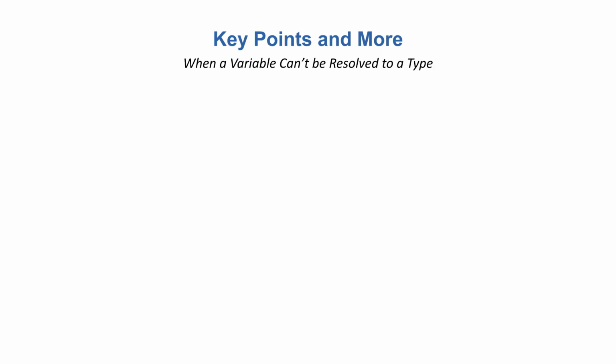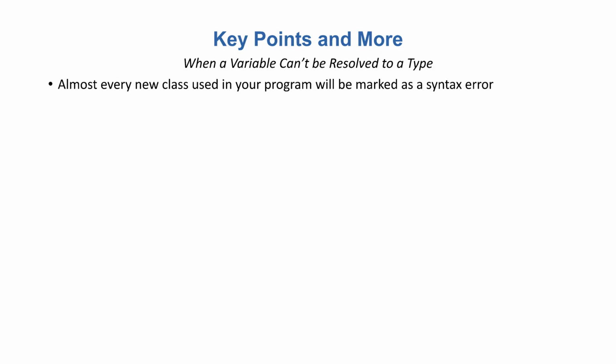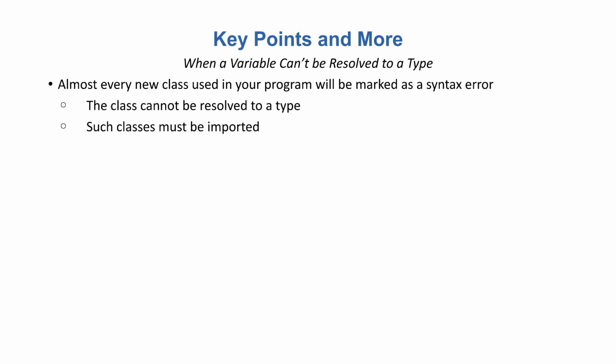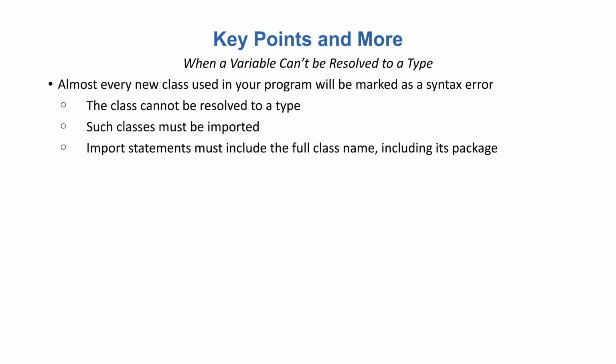Key points and more. When a variable can't be resolved to a type. Random, like String, is another type of data. New types of data are created as classes. Almost every new class used in your program will be marked as a syntax error. The error message will state that the class cannot be resolved to a type. Such classes must be imported. Import statements must include the full class name, including its package. Use Quick Fix to easily add import statements for classes new to the program.